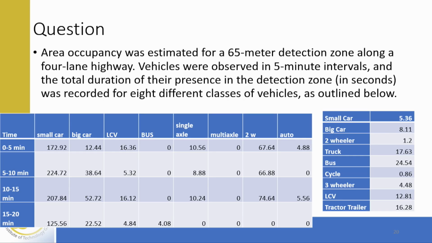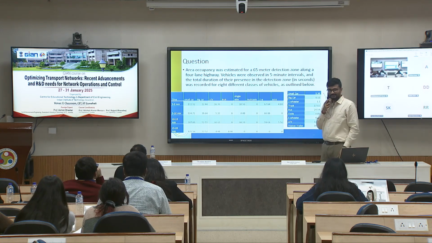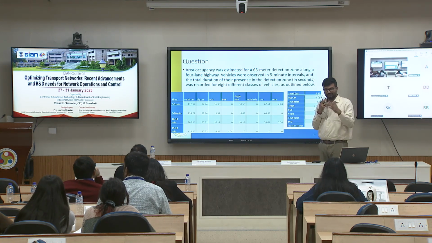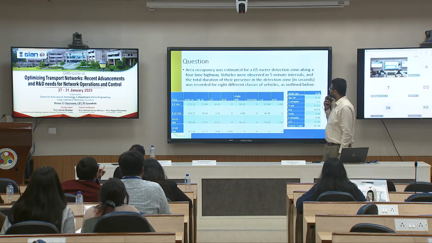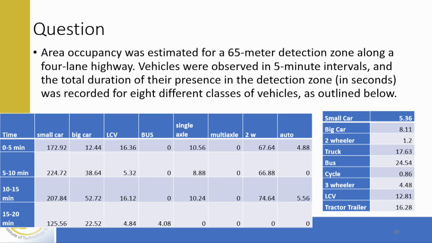Here, vehicles are observed in 5-minute intervals. We are counting the number of vehicles passing through, and the total duration of their presence in the detection zone, in seconds, is recorded for 8 different classes of vehicle. As we discussed, like in India, we have multiple classes of vehicles. So the different classes are mentioned here.